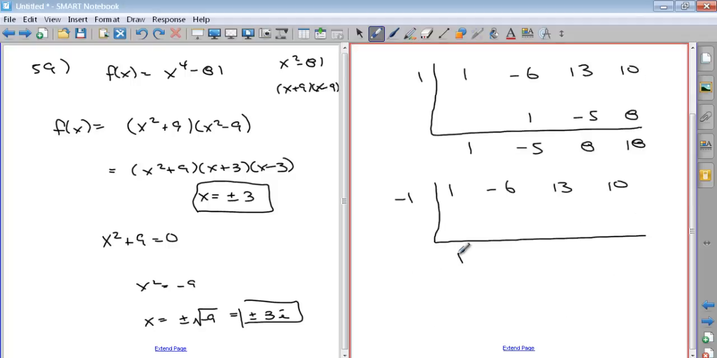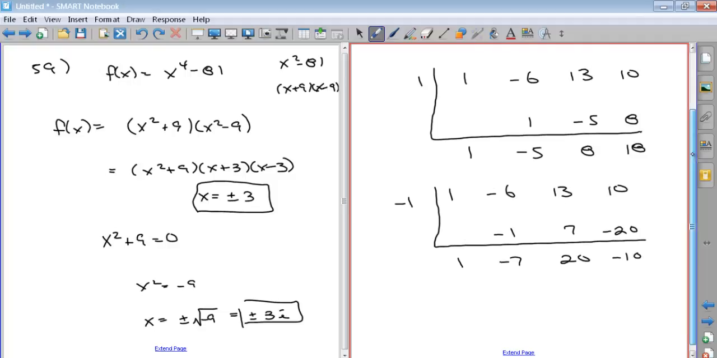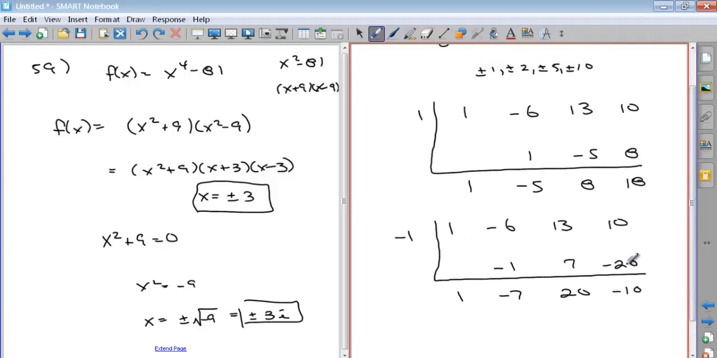Bring that down. 1 times negative 1 is negative 1. Add these together, you get negative 7. 1 times negative 7 is positive 7. Add this together, you get 20. 20 times negative 1 is negative 20. So you get negative 10. Now, what you can see is that one of the zeros is between negative 1 and positive 1, but it's not one of our rational zeros.